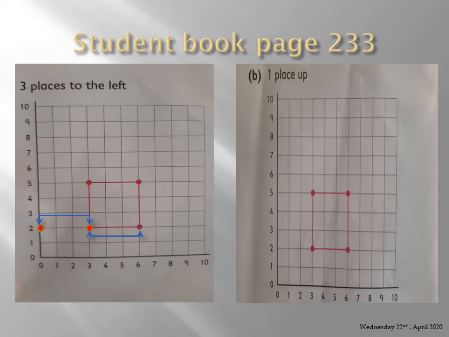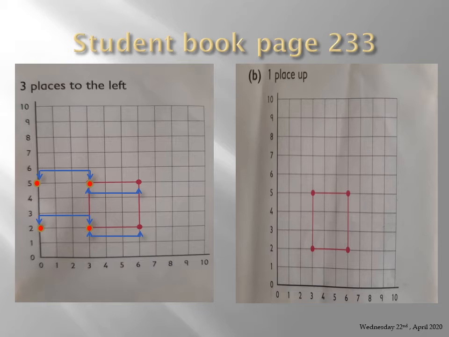It says we should move 3 places to the left. So what we are doing is moving to the left. Let's see our third point. Our third point also moves to the left by 3 places from here to here. And what about our fourth point? Fourth point moves from this point to the last point.